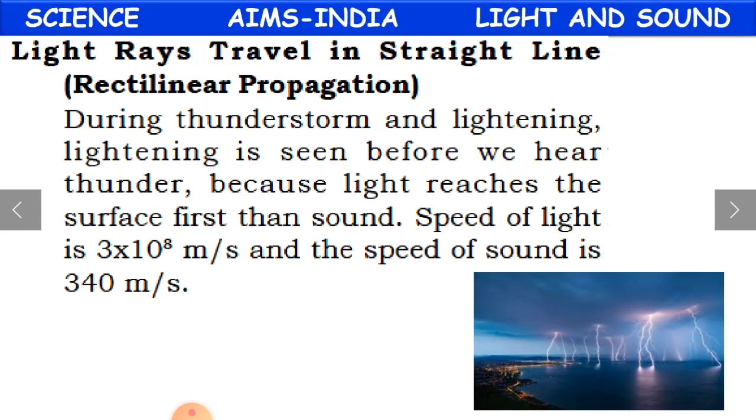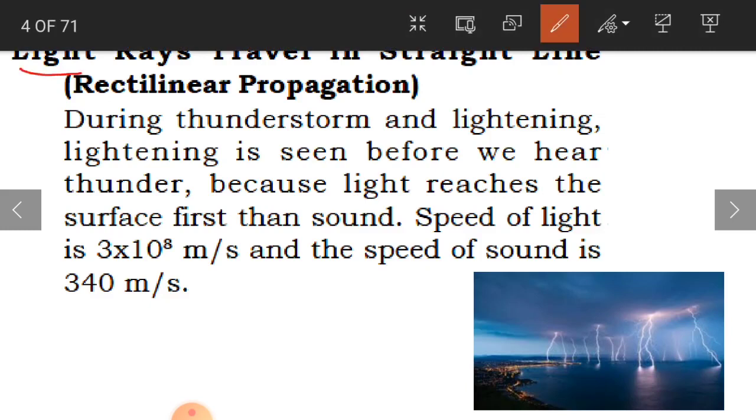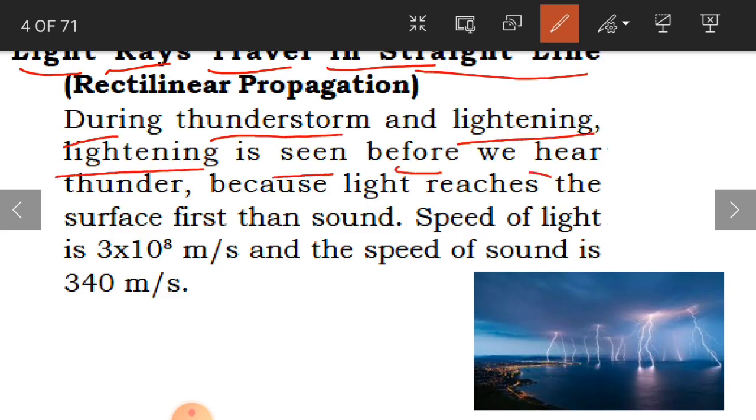And another one is rectilinear propagation. What do we mean by this? Light rays travel in a straight line. So this propagation tells us that light rays travel in a straight line. During thunderstorm and lightning, lightning is seen before we hear thunder because light reaches the surface first, before sound.